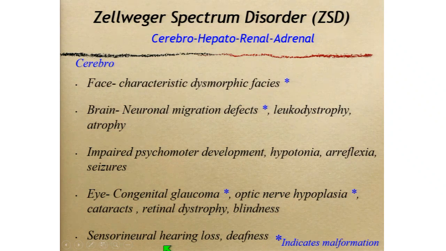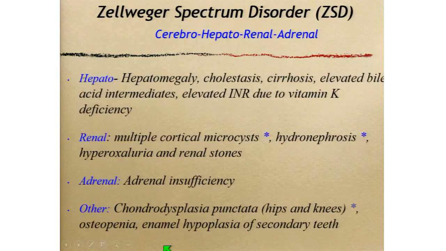So for the brain, there's a characteristic dysmorphic facies. There's also neuronal migration defects in the severe disease, and leukodystrophy and atrophy can develop as a progressive condition. There's impaired psychomotor development, hypotonia, areflexia, and seizures. You can have congenital glaucoma in the eye, optic nerve hypoplasia. Cataracts actually can occur at any time, so they can also be a manifestation of a progressive disease. Retinal dystrophy, which leads to blindness. And then sensorineural hearing loss, which leads to deafness.